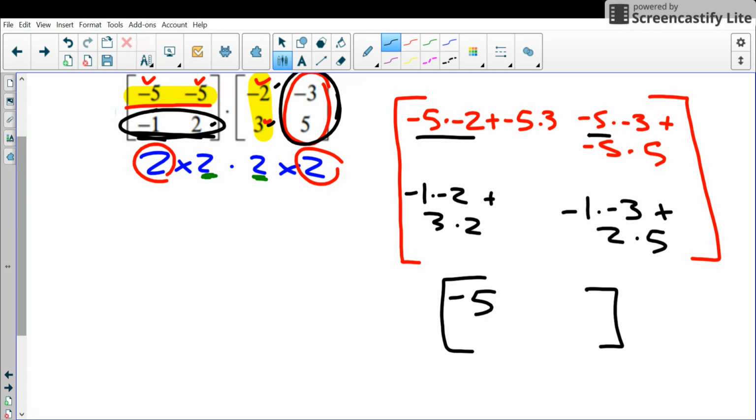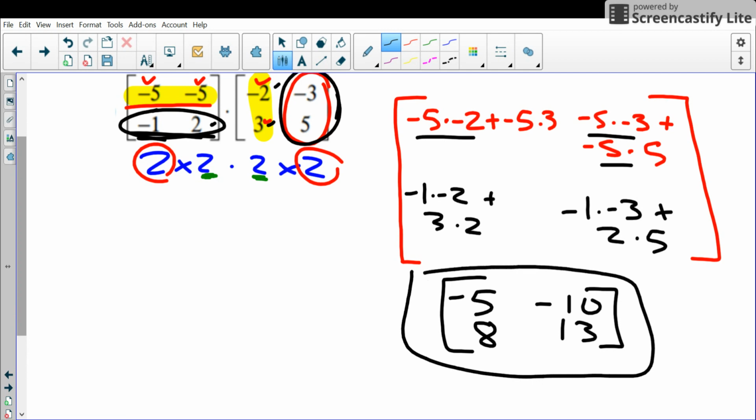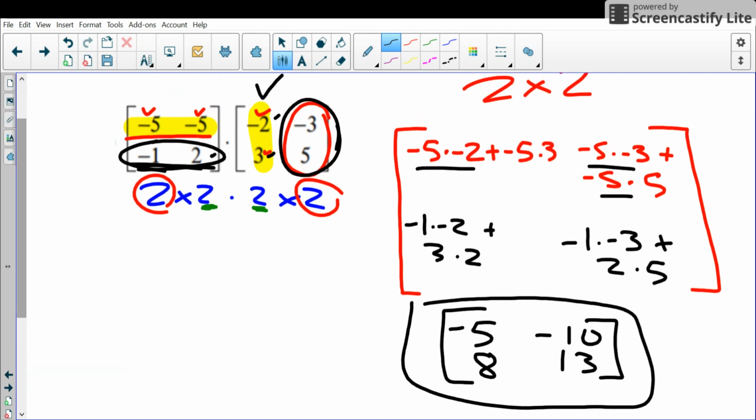This one will be +15 minus 25, which is -10. This one will be 2 plus 6, it'll be 8. And this one will be 3 plus 10, which will be 13. So here is my 2 by 2 matrix. That is the answer, the resulting matrix I get when I multiply those 2.